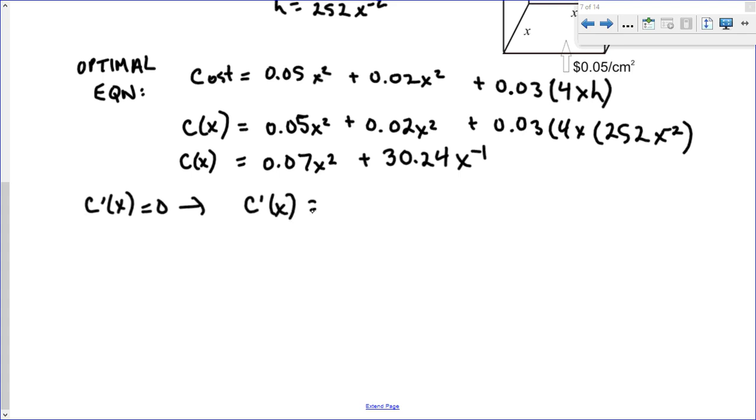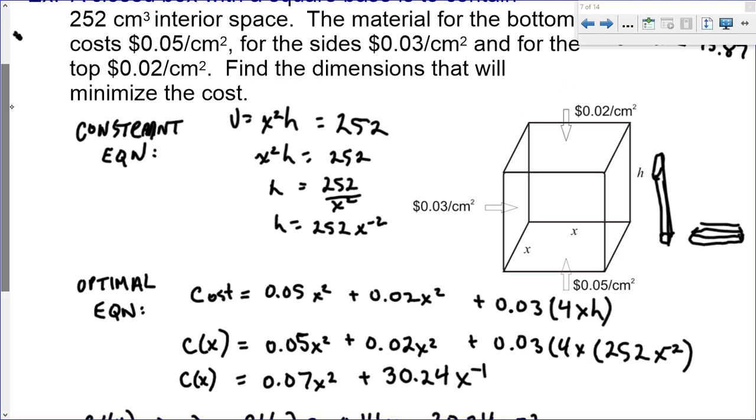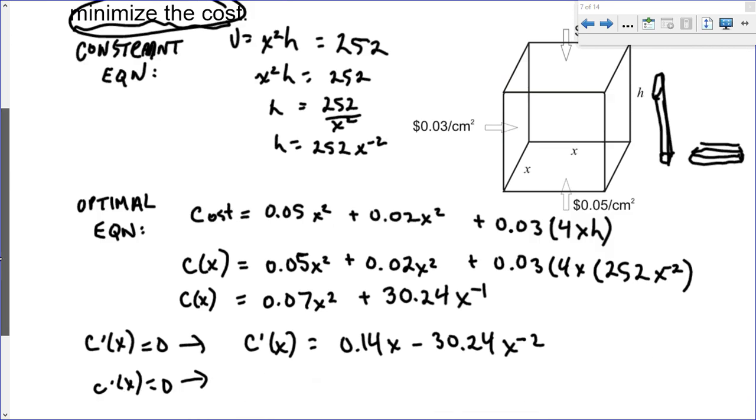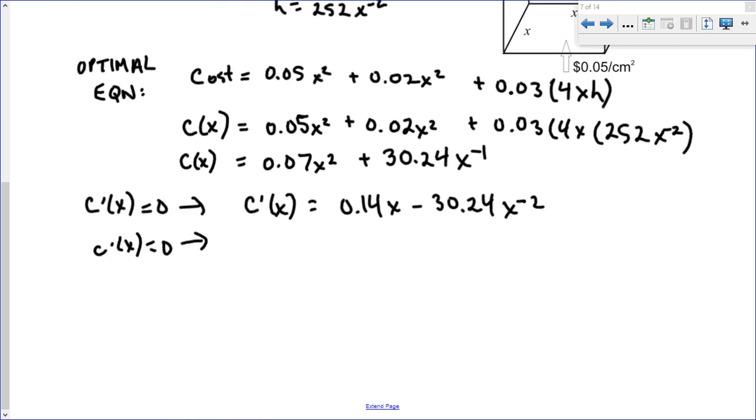At this stage, we take the derivative. Okay, and we have 0.14x minus 30.24x to the negative 2. And I want to solve this to find the minimum cost, right? So I set it equal to 0 and solve.